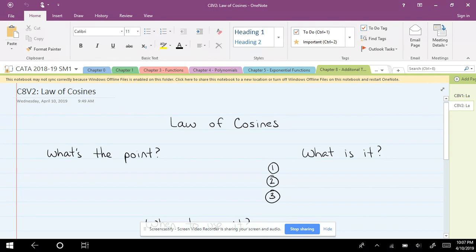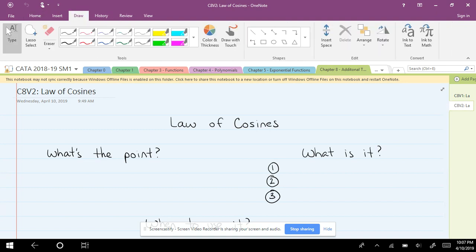Lesson. We're continuing on in our Chapter 8 investigation where we're looking at advanced topics in trigonometry. We've up to this point discussed the law of sines, and today we're going to talk about the law of cosines. So I have a couple questions here. The question is, what is the point of the law of cosines? Well, the point is, law of sines doesn't always work.